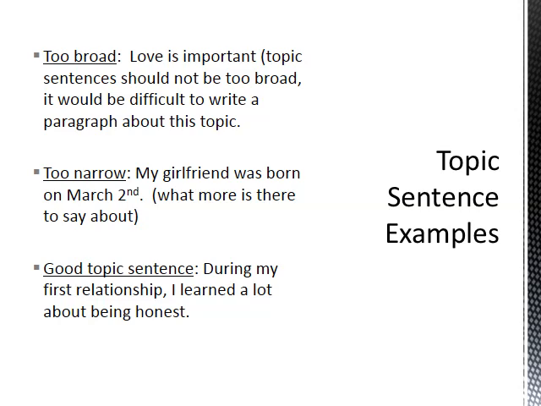You also don't want to be too narrow, on the other hand. You don't want to say something like, "My girlfriend was born on March 2nd." Well, there's really not much you can say about that. I don't know how you would branch that out unless something spectacular happened on March 2nd. Then maybe you could say something, but it's too detailed, it's too narrow to even think about expanding from that. So you want to be somewhere in the middle.